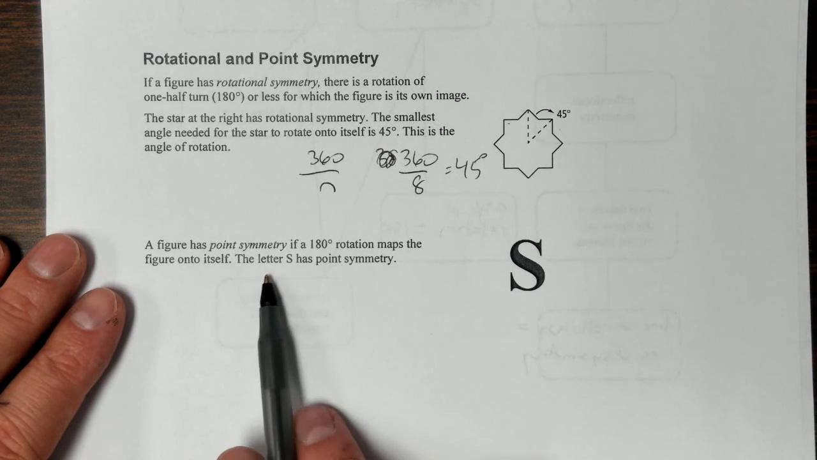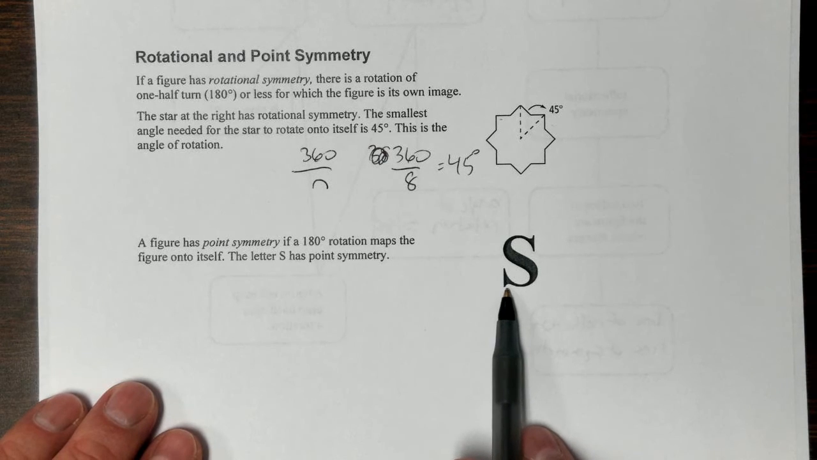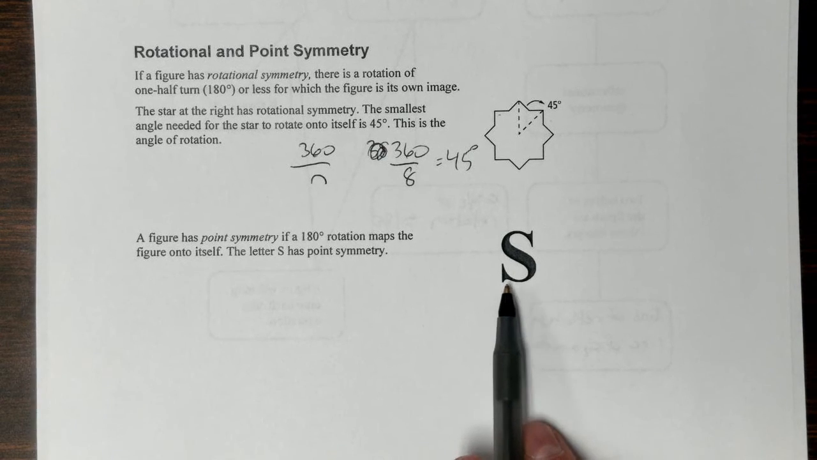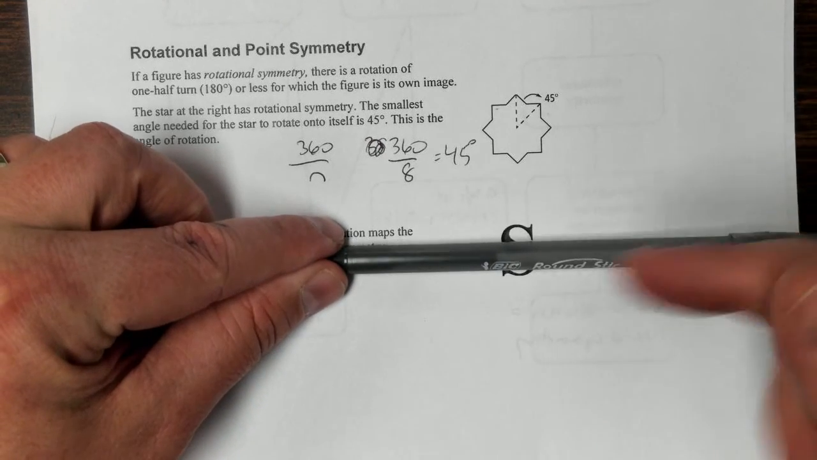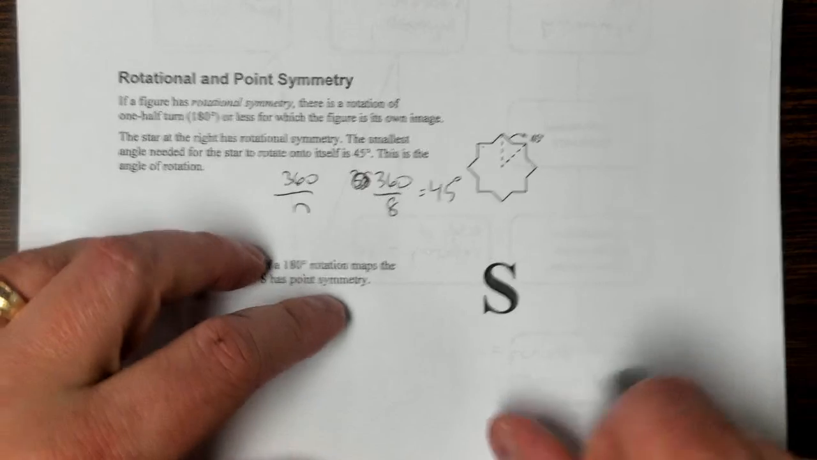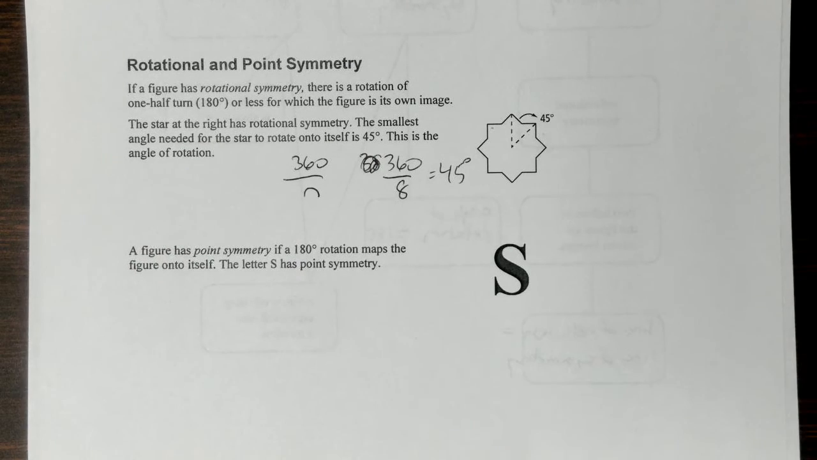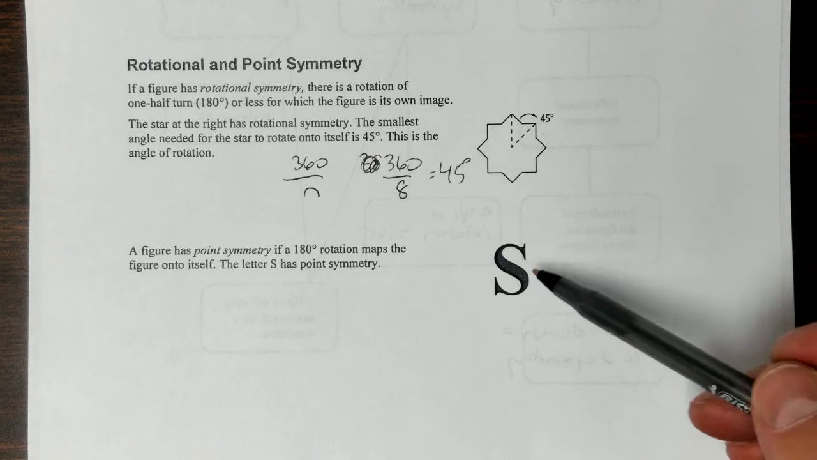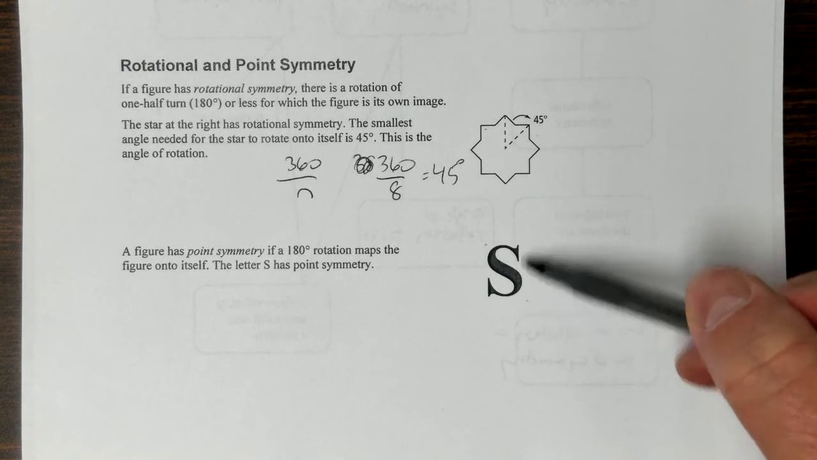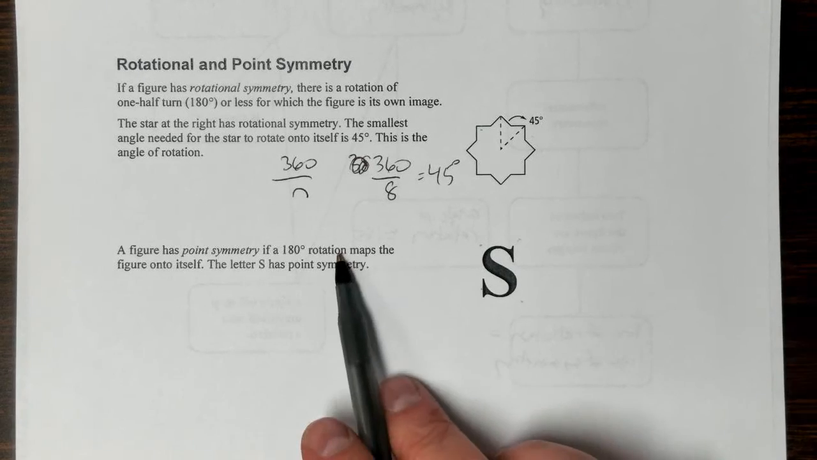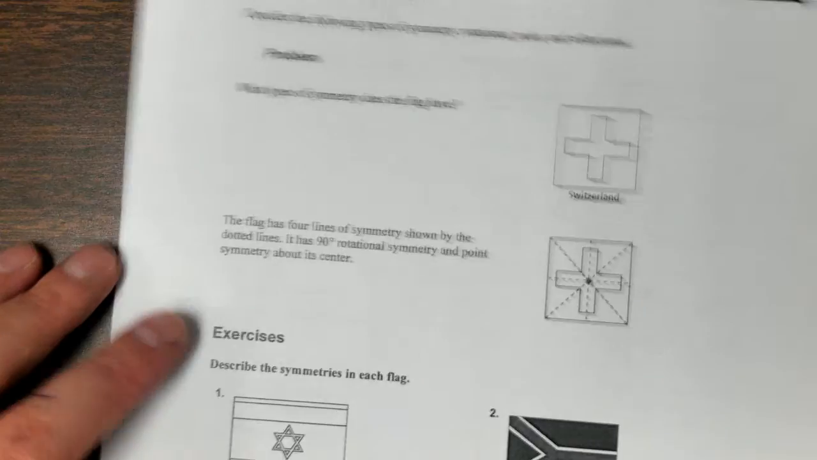And then we also talked about point symmetry, and the letters related to that are like S or a Z. It would not have reflectional symmetry because it doesn't go straight down or straight across. But it does have rotational, which in this case, since it's a 180 rotation with this matching this and this one matching this, then it's called point.